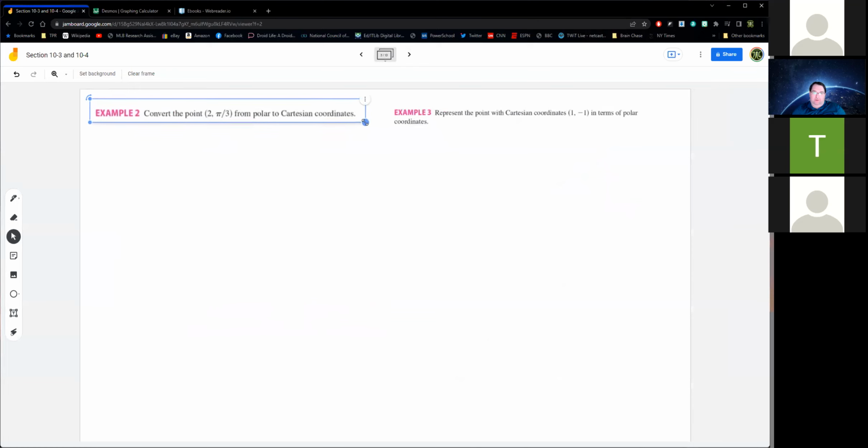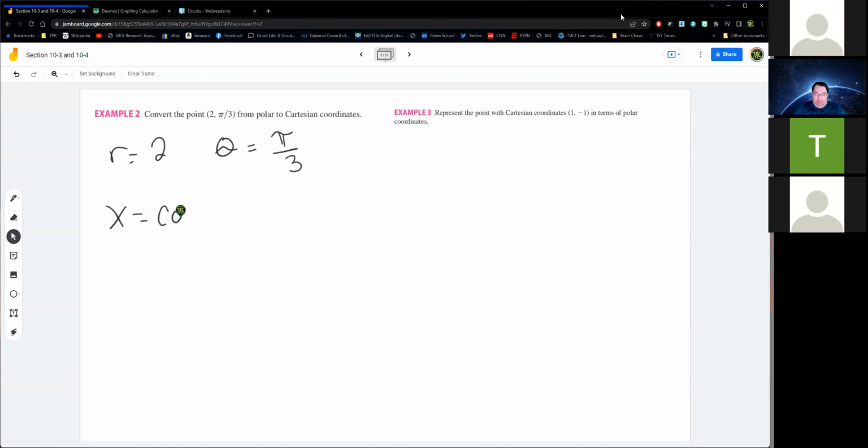All right, so let's look at this one first. We're going to take 2 and pi over 3, and we're going to change it to the x and the y. So my r is 2, and my theta is pi over 3. So remember now, x was r times cosine of theta. So that's 2 times cosine of pi over 3.